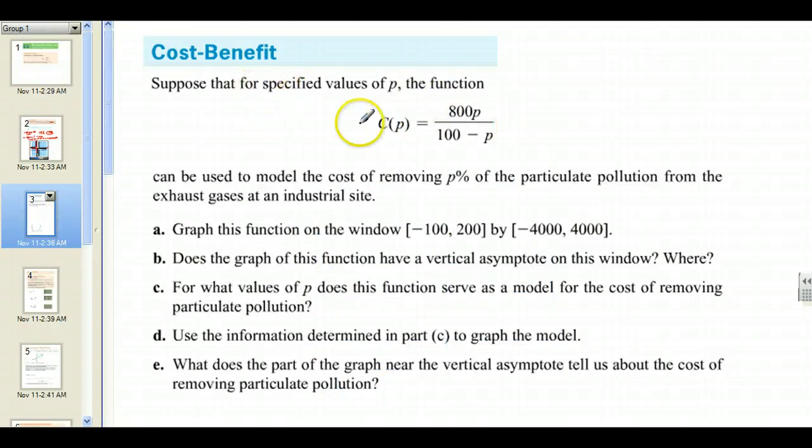Alright, here is a function, C of P. It models the cost to remove P% of a pollutant from some type of industrial site. So we want to graph this function on this window. Alright, so I'm going to plug this into my calculator and graph it in the window that they tell me. Remember, this is when they give you these brackets like this. This is x min and x max. And then this is y min and y max.